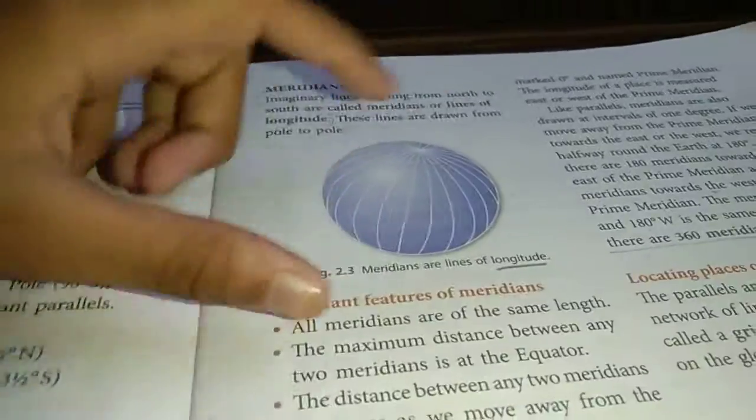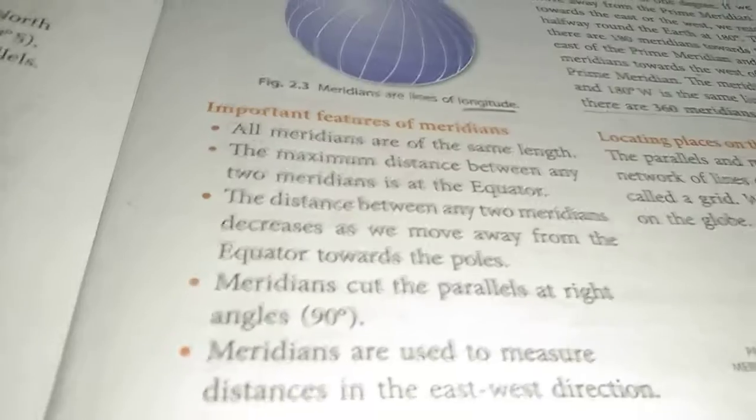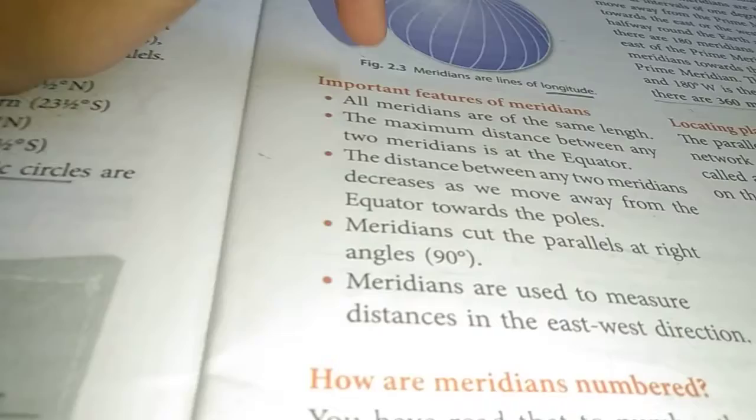It is saying that all meridians are of the same length, but that's not the case with parallels. The maximum distance between any two meridians is at the equator. The distance between any two meridians decreases as we move away from the equator towards the poles. Meridians cut the parallels at right angles, 90 degrees. Meridians are used to measure distances in the east to west direction. Please underline. So, how are meridians numbered?